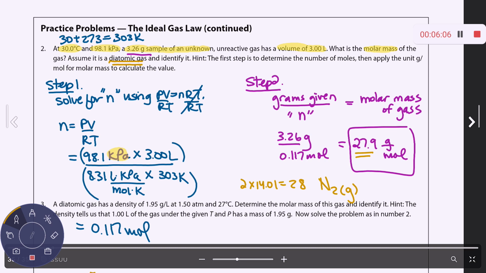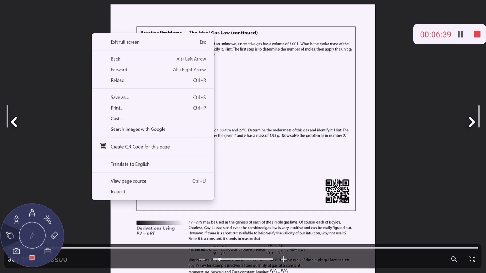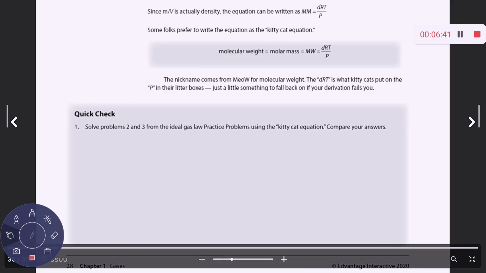Okay, last part. Let's talk about the kitty cat equation and then we're done. There is a derivation using density where they come up with an equation that helps you calculate the molecular weight, which is the molar mass of a gas. Okay, so you can only use the kitty cat equation if you have the density of the gas. Again, I will not make you memorize this equation. I will give it to you. So let's take a look at the last page here.